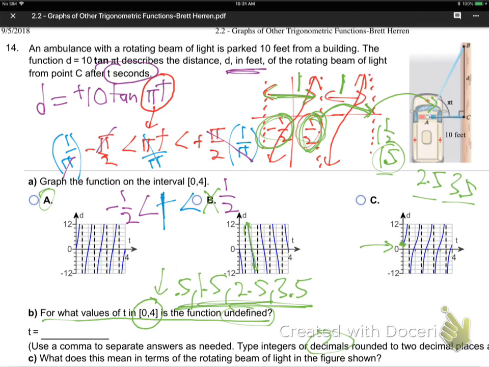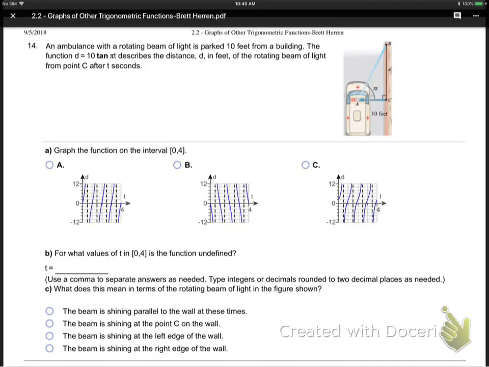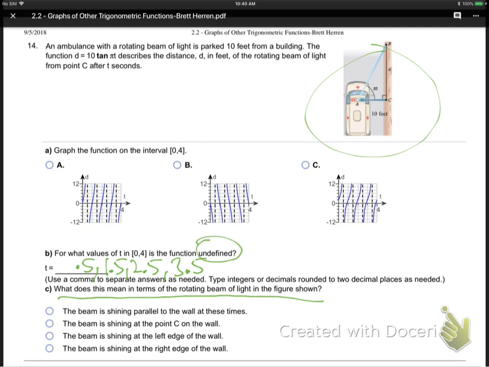Questions on that one? Was there a part C? Let's see if we can kind of lose track of reality. What does this mean about the rotating beam of light in the figure shown, this picture? So we just gave the answer to part B, that at 0.5, at 1.5, at 2.5, and at 3.5, etc., the function is undefined.